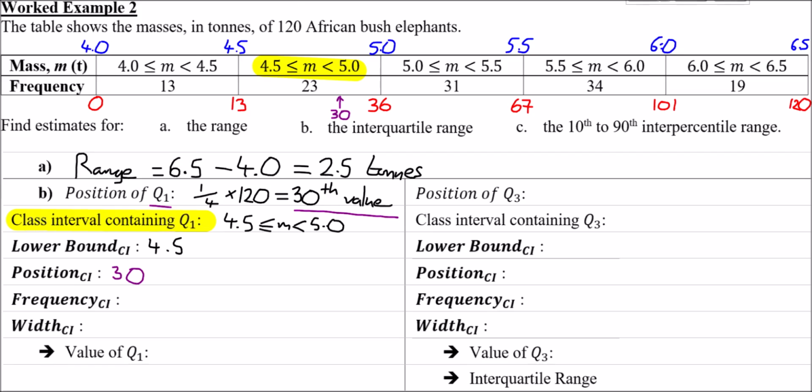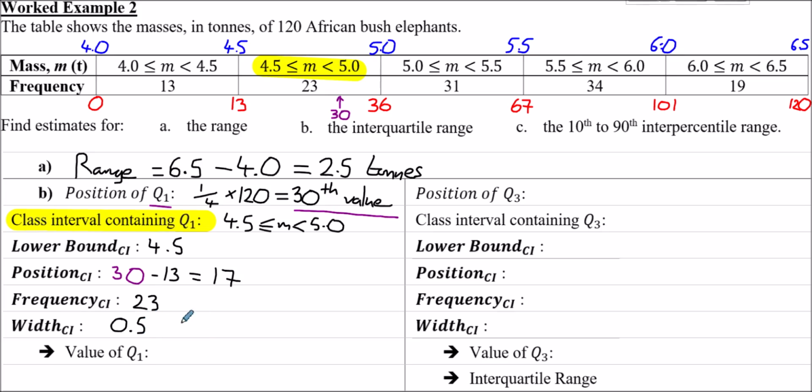So we do 30 minus 13, which is 17. That tells us that the position of Q1, the lower quartile, within this interval is the 17th value within this interval. The frequency of this interval is 23. And so therefore, Q1 is 17 out of 23 values in this interval. The width of this interval, if you notice actually, all these intervals have a width of 0.5. From 4.5 to 5 is 0.5, and they all have that same width.